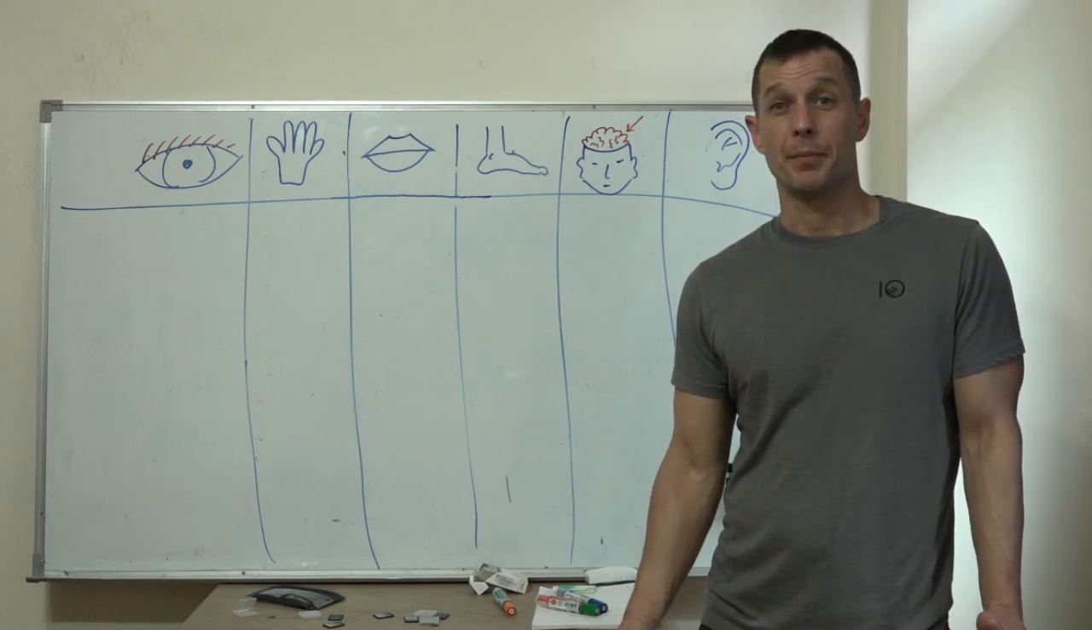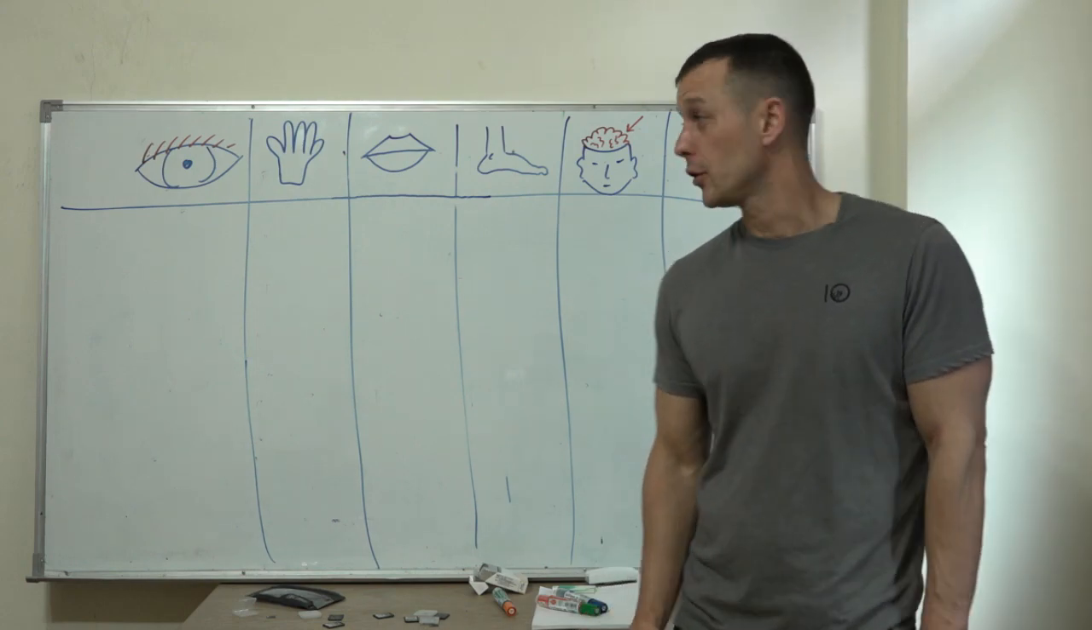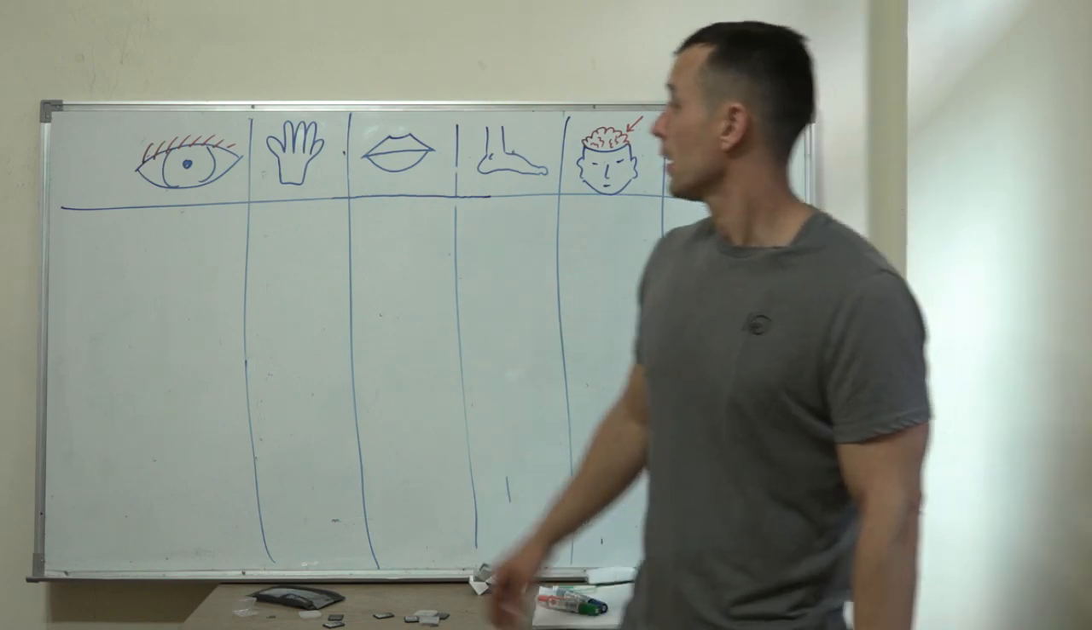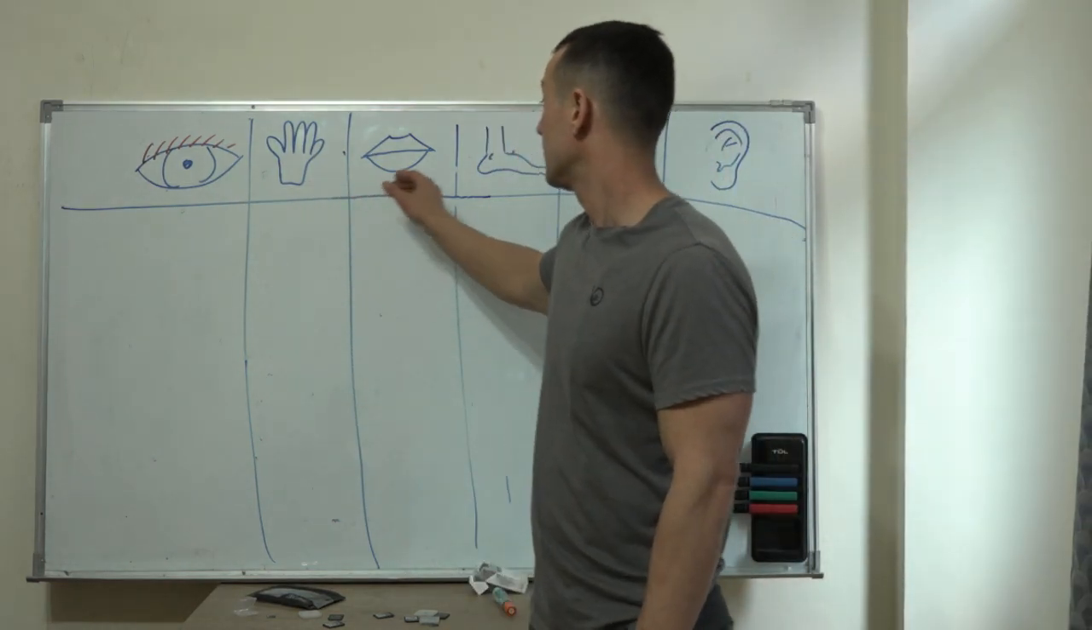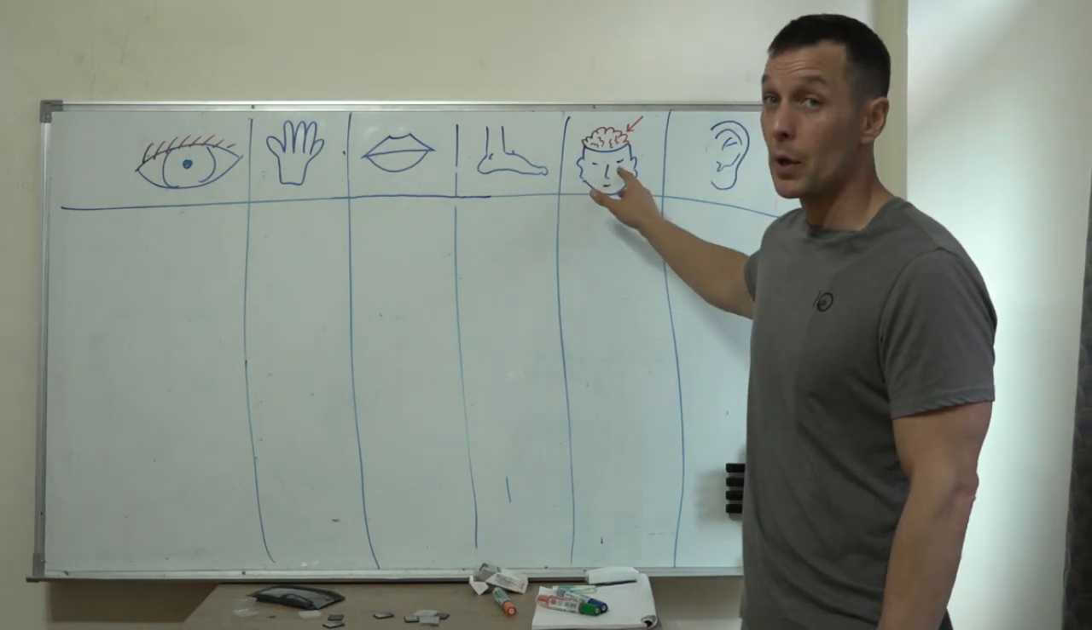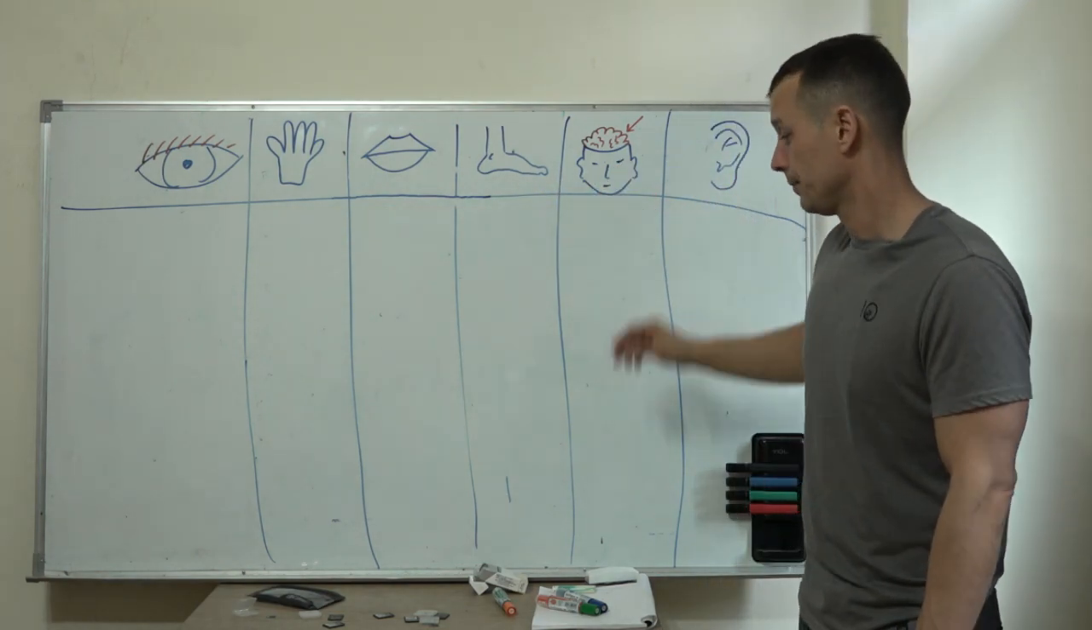Today's game is called Body Grid. So the first thing you're going to do is make a little grid. You're going to draw an eyeball, a hand, a mouth, a foot, a brain, and an ear.